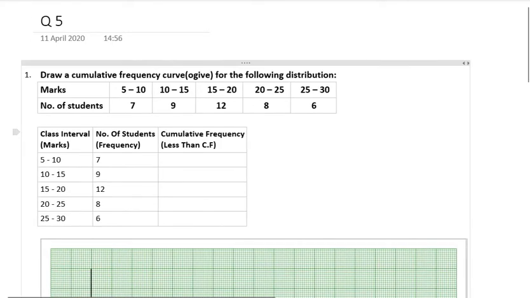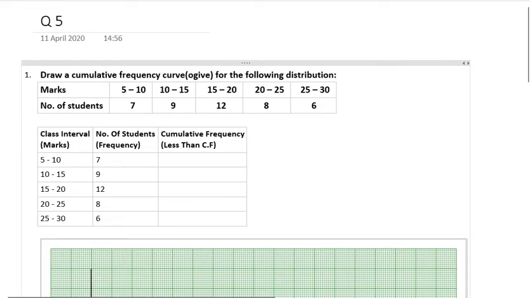Okay, next question. The next question is about ogive. Some people call it ogive or something, but it's not that. It is pronounced as ogive. So what is an ogive? Ogive is a cumulative frequency curve.